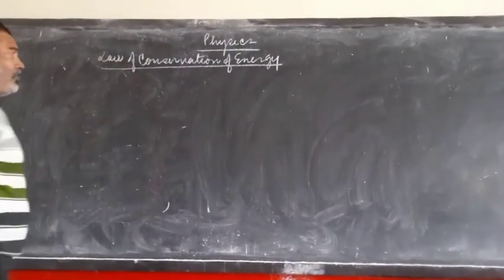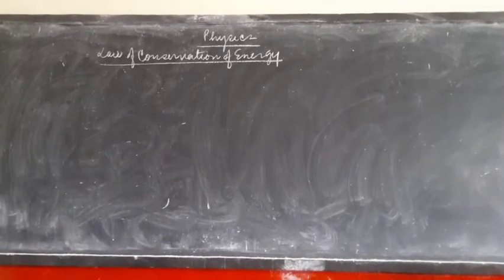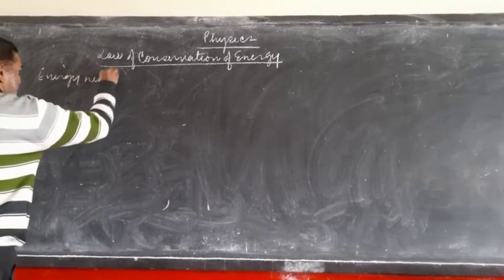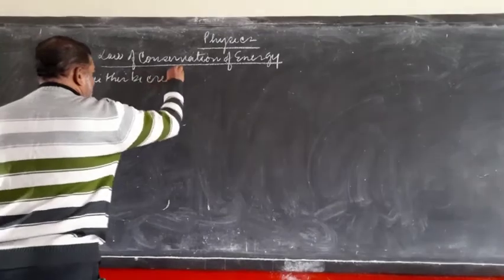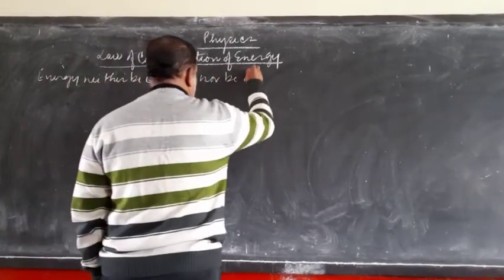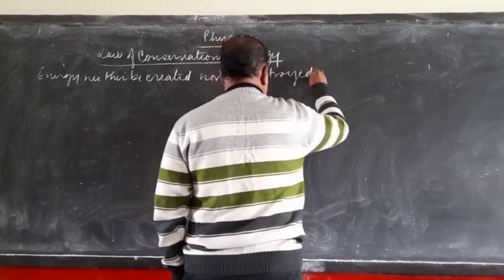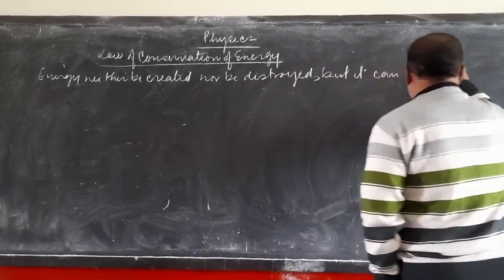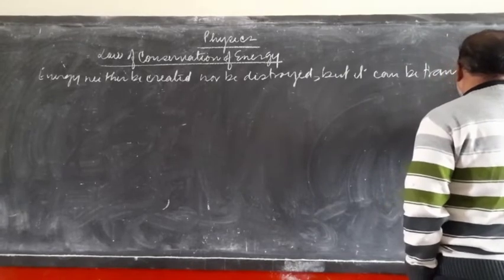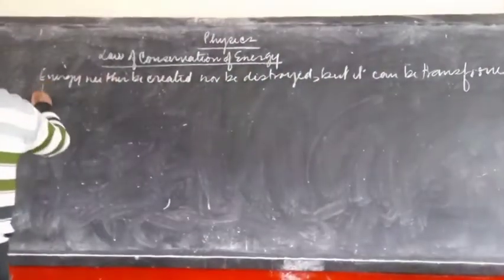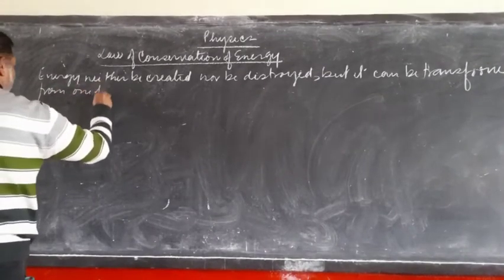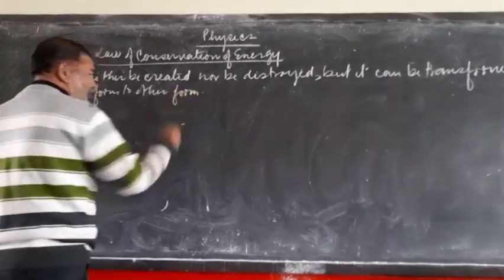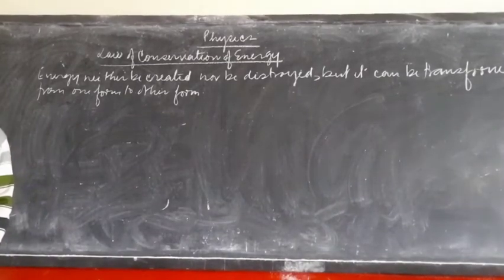Once more we will discuss what the law of conservation of energy tells us: energy can neither be created nor be destroyed, but it can be transformed from one form to another form. We have done one activity and we also proved this with the help of a falling object.